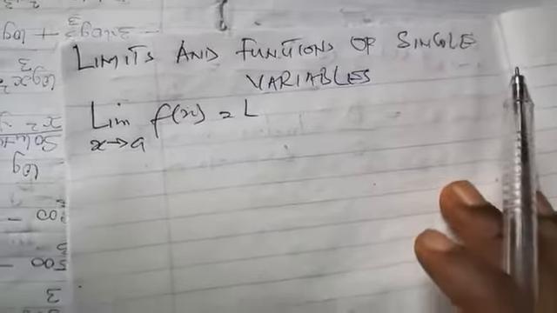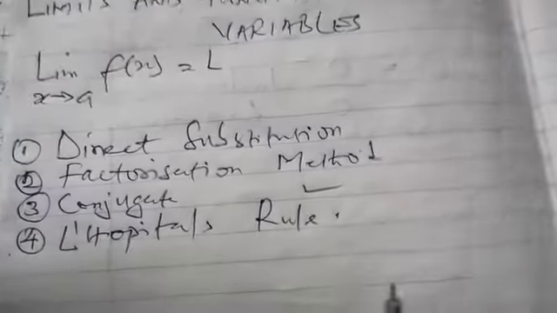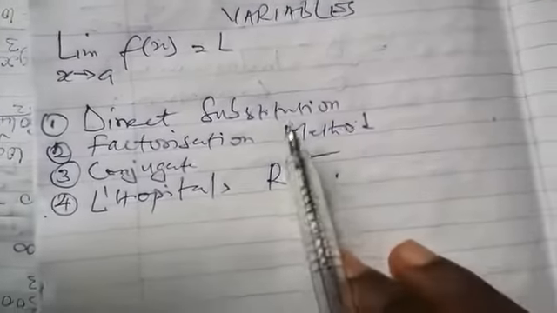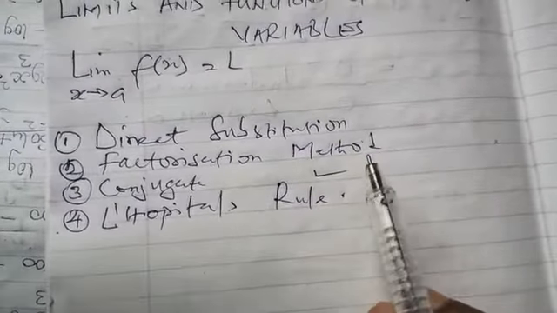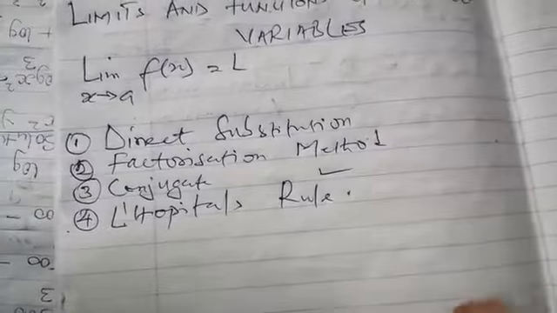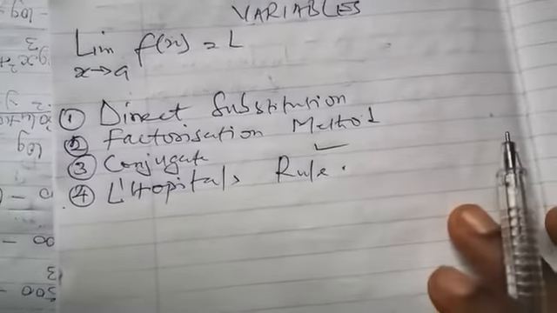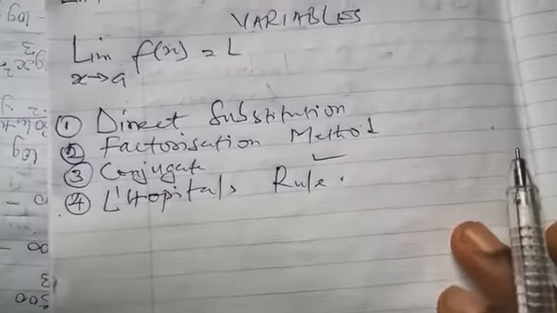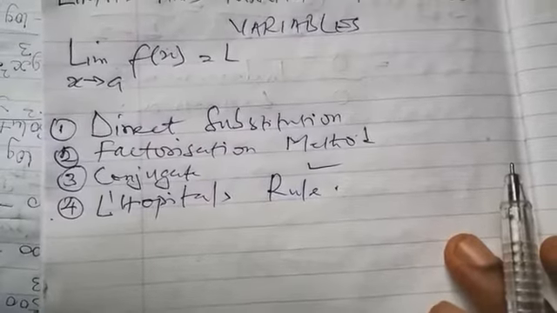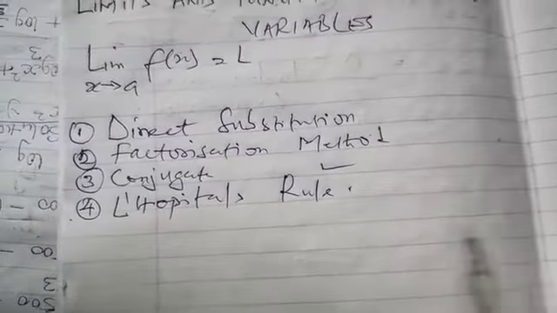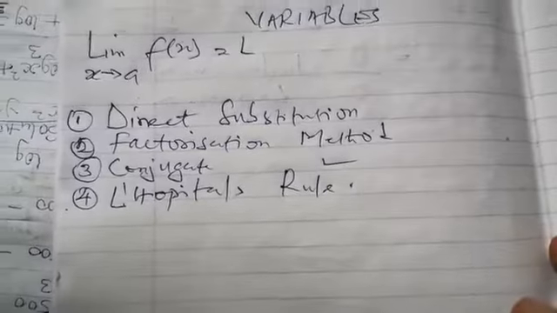Alright, there are four methods of analysis of limit. The first is by direct substitution, where we actually put in the value or the point where the limit is tending to into the function. So when we carry out the direct substitution method and it fails, then we can try the next method, which is the factorization method.